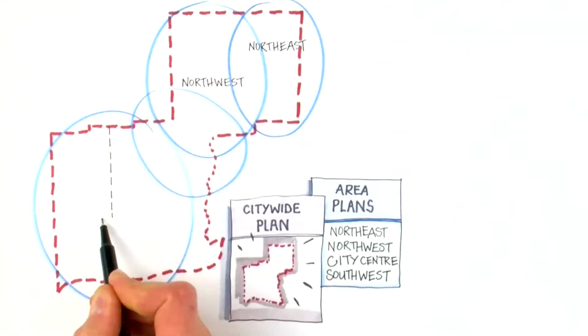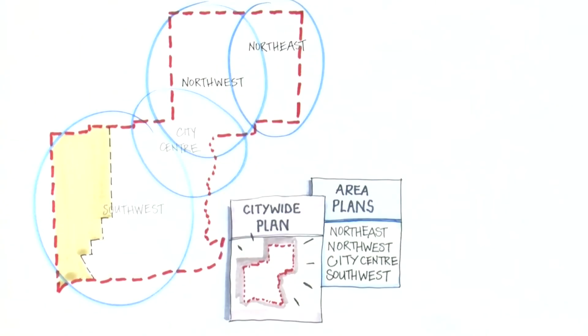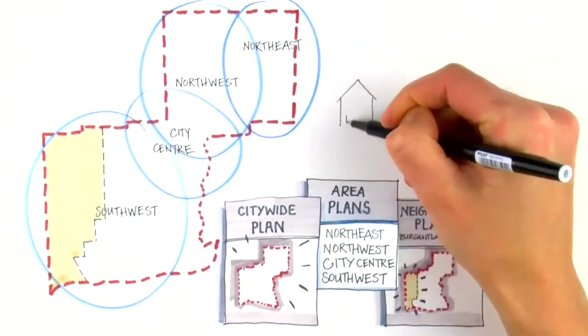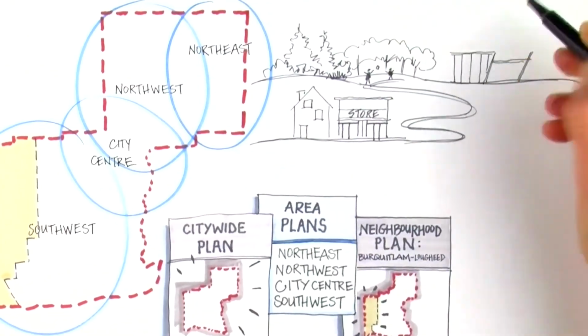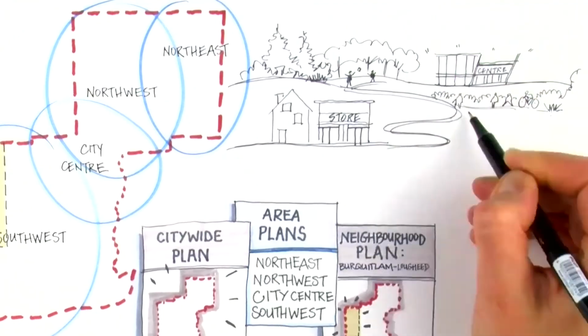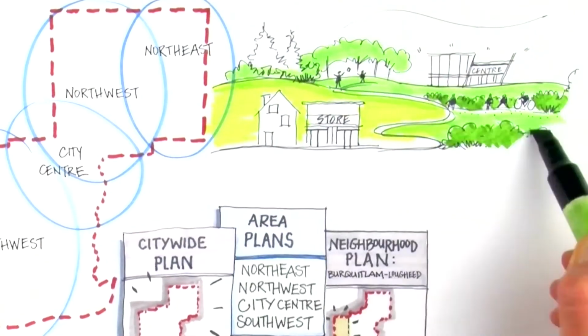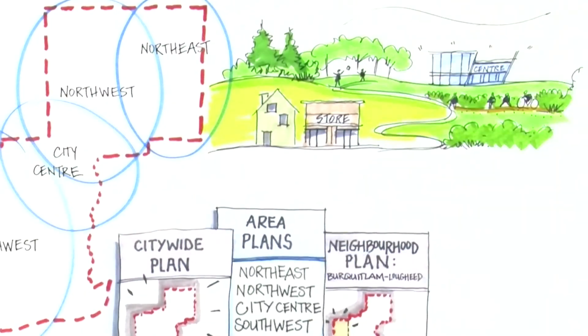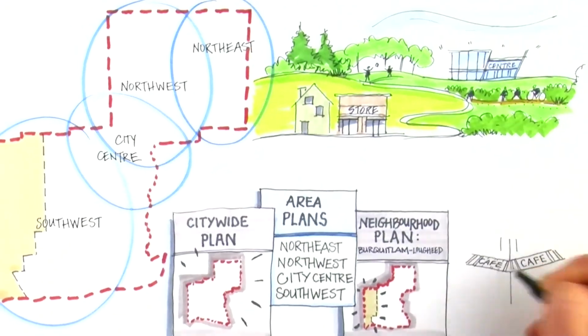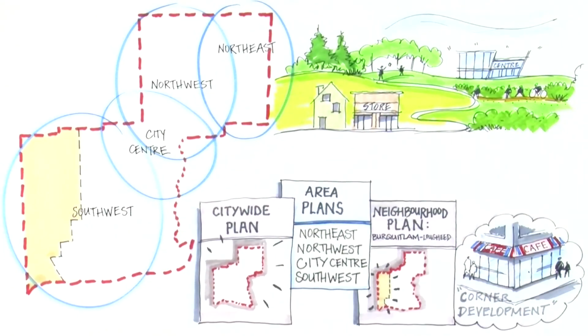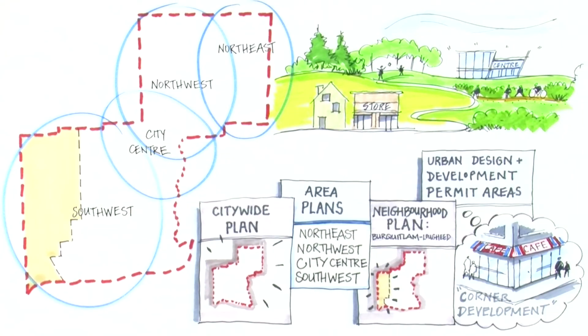Third is the Neighborhood Plan, which provides a detailed vision for a specific neighborhood. It defines the type and location of housing and commercial buildings, identifies natural and recreation areas, plans for community facilities, and outlines pedestrian and cycling networks. It also knits together a variety of citywide policies and scales them down to the neighborhood level. And finally, the urban design and development permit areas, which help guide the design of buildings and how they relate to each other to help create attractive and walkable neighborhoods.